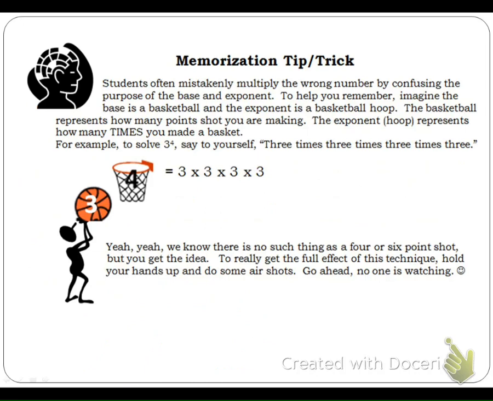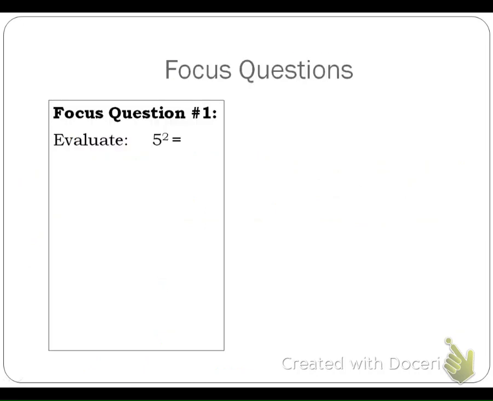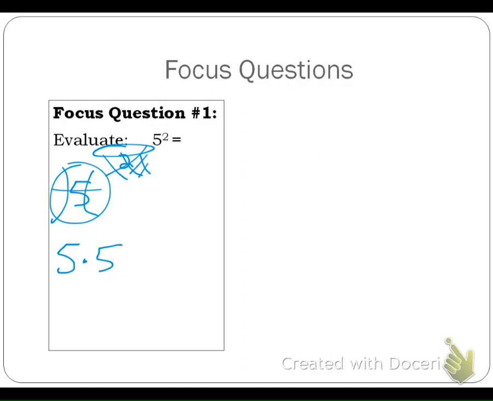So let me write another one and show you what you can do if you ever forget how to solve exponents. We had 5 to the second. Well, that 5 is your base, like the basketball. And the 2 is your basketball hoop. It tells you how many times you're going to put it in there. So this is the same thing as 5 times 5. Well, what's 5 times 5? 25. So 5 to the second is 25.